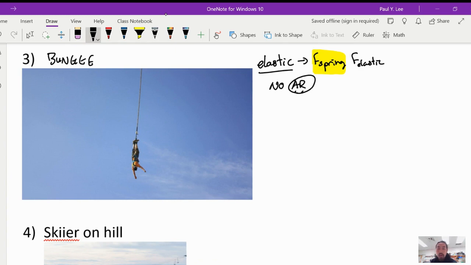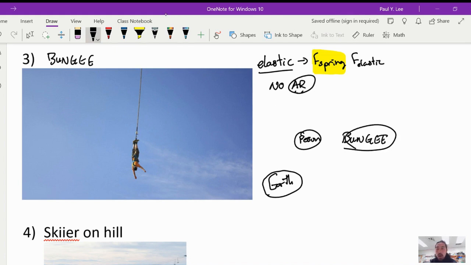Okay, so we have a person. It looks like the bungee cable is fully stretched. So here we have the person, right? And the person's here on Earth. So the Earth should be the very first one you always draw. Because there's no air resistance, I'm not going to write the word air, but we do have the bungee cable.